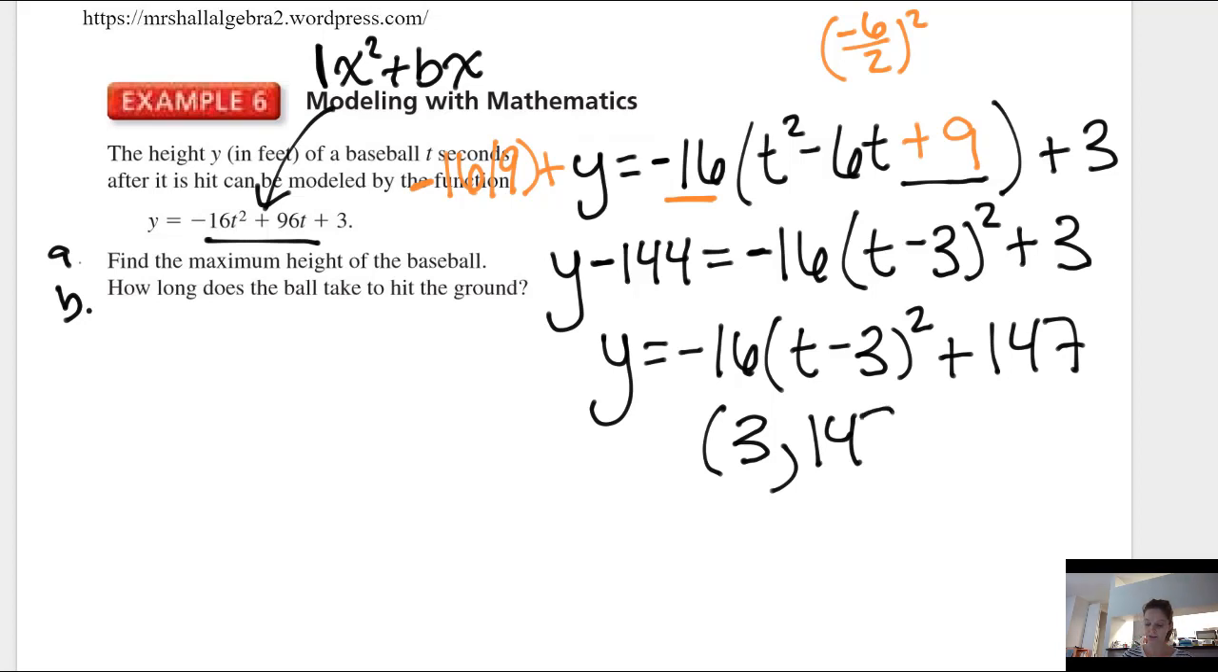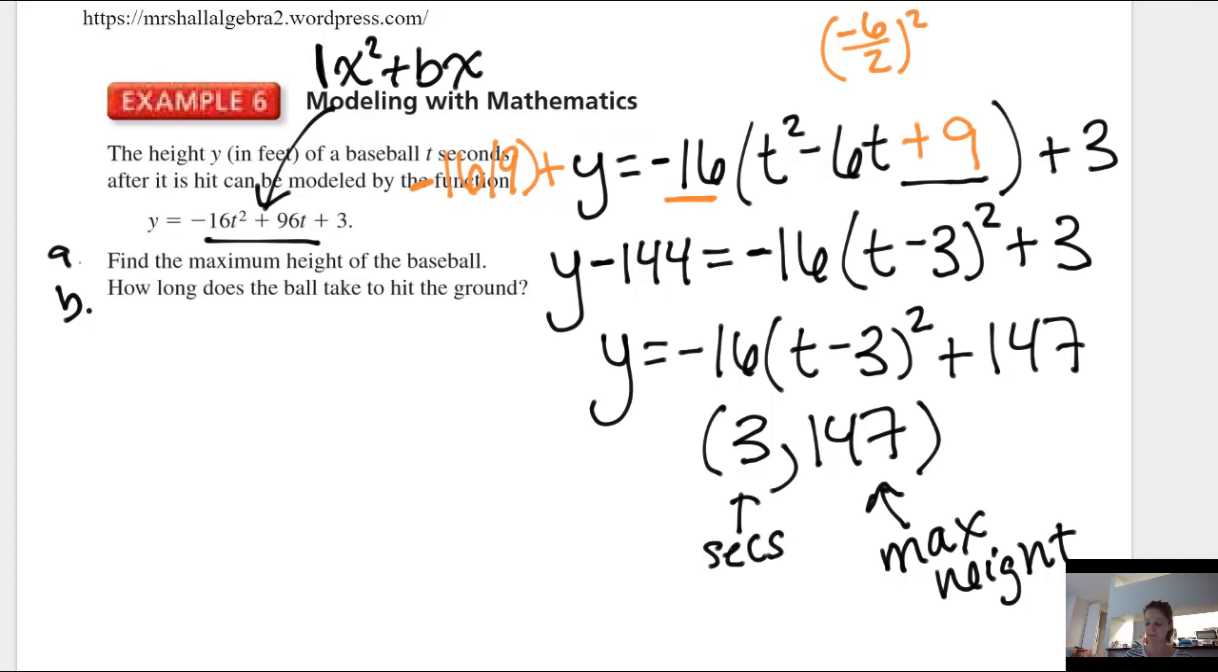So the question is, find the maximum height of the baseball. The maximum height is the y value, so this is the maximum height, 147 feet. The x value, if you wanted to label it, is that it takes 3 seconds to reach the maximum height of 147 feet.